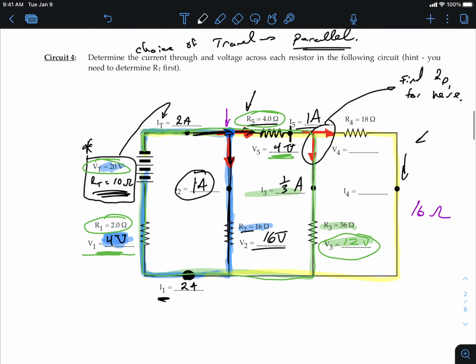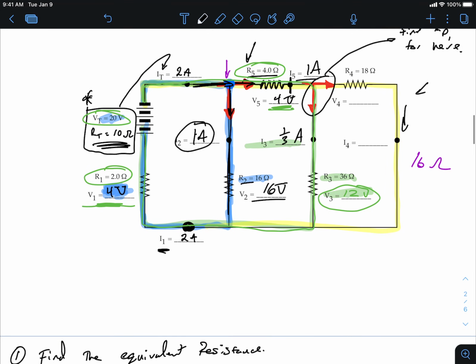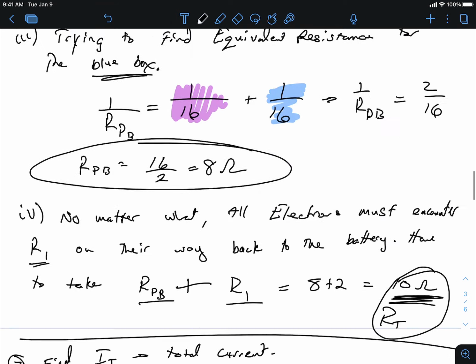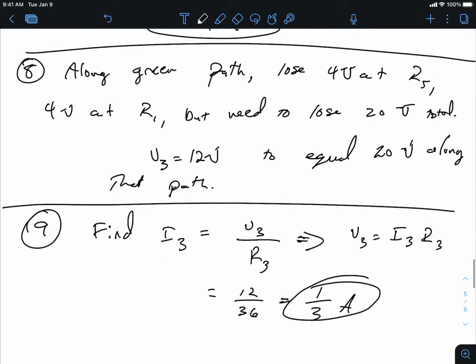And then you know for sure, well, 1 amp is going around this portion over here somewhere, right? Between the green and the yellow, we know there's 1 amp. Well, 1/3 of it decided to go on the green path, which must mean that I4 over here has to be 2/3 in order to equal the 1 amp.